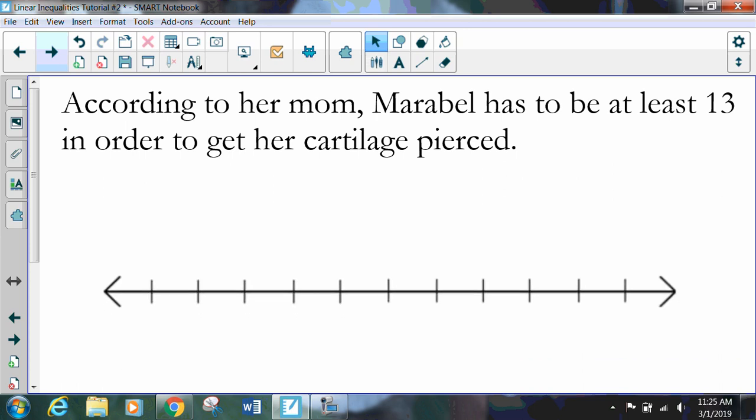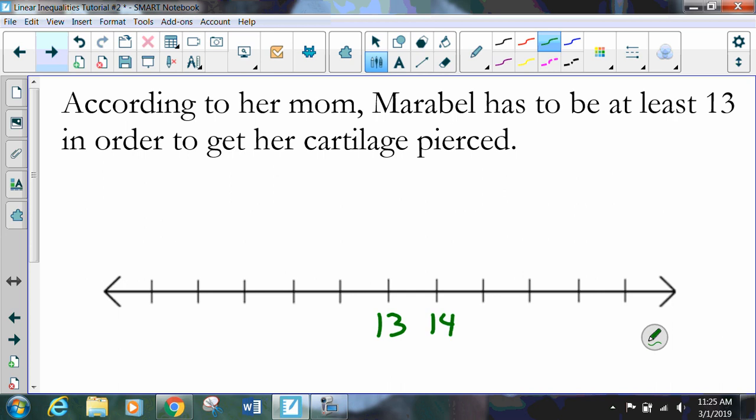So here we go. She has to be at least 13. So let's just do a number line actually. Let's write 13. And then let's remind ourselves that there's 14, 15, 16 as we move to the right. And as we move to the left from 13, there's 12, 11, 10, and 9. So we look at the number line, we think, can Mirabelle get her cartilage pierced when she's 12? Nope. How about when she's 12 and a half? Nope. How about when she's 12 and 364 days? Nope. Can she get it pierced when she's 13? Yes. So sometimes it's easier to do the number line before we actually do the writing.